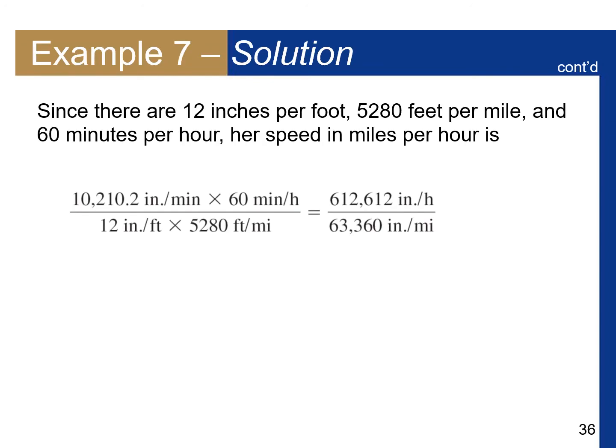Since there are 12 inches in a foot and 5,280 feet per mile and 60 minutes per hour, here is your conversion from inches per minute and feet, and we want to end up having our miles per hour. So we're going to get 9.7 miles per hour.